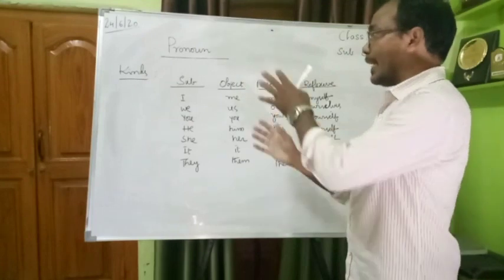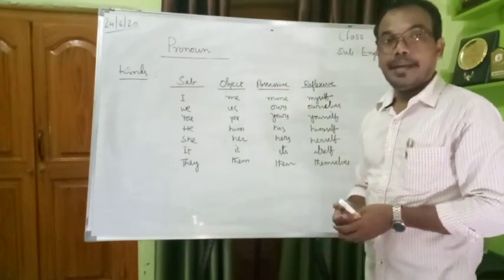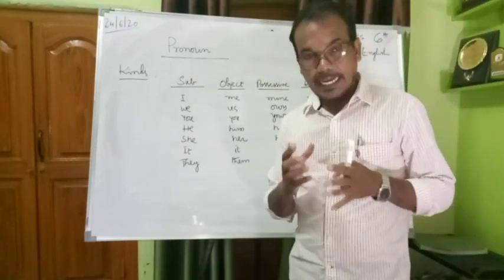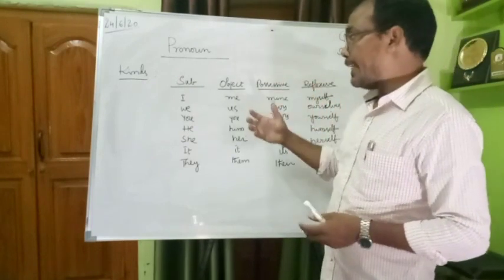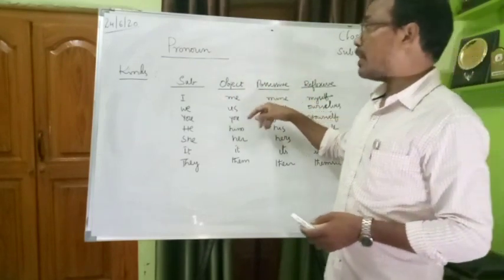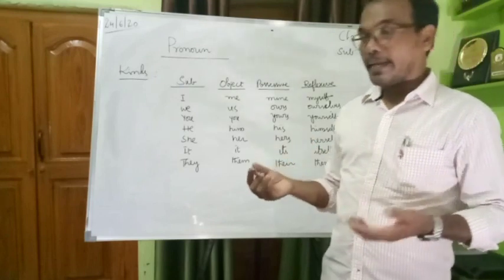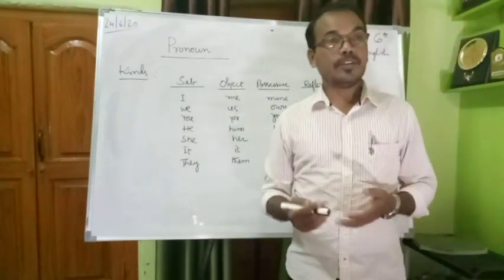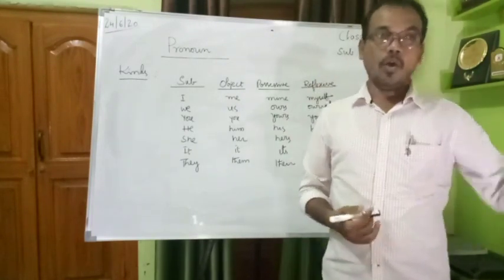So these are the kinds of pronouns, and you must have an idea of writing sentences by using all the kinds of these pronouns. Suppose, for example: I do my homework.